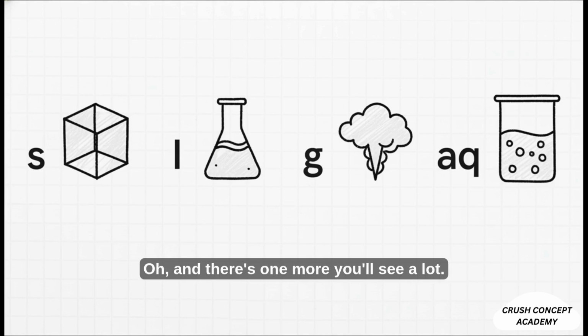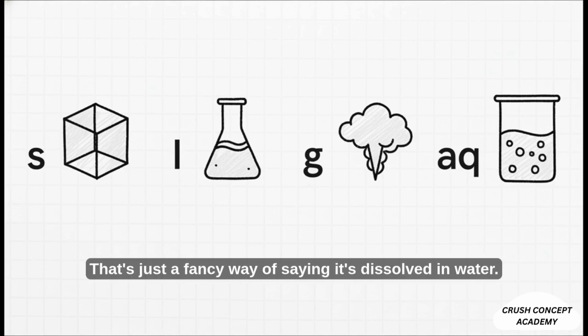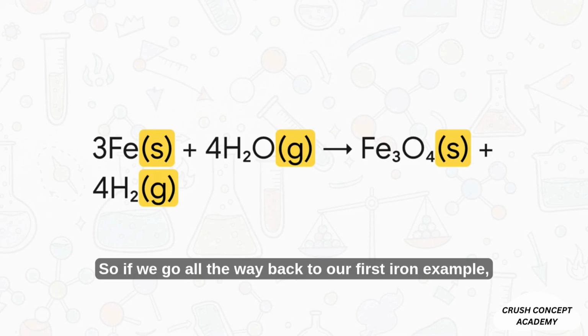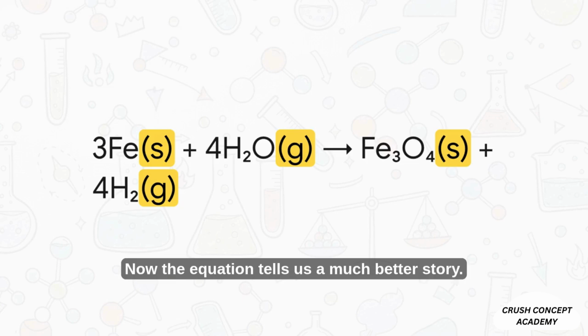Oh, and there's one more you'll see a lot. AQ for aqueous. That's just a fancy way of saying it's dissolved in water. So if we go all the way back to our first iron example, we can add these states in. Now the equation tells us a much better story. Solid iron reacts with water in its gas form, which is steam, right, to produce a solid iron oxide and hydrogen gas. See how much more information that gives us?